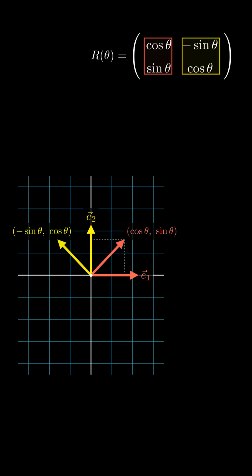Now look at the rotation matrix. The first column is exactly where e1 ends up. The second column is exactly where e2 ends up. So a matrix multiplication is not random arithmetic. It is literally where the basis vectors go.